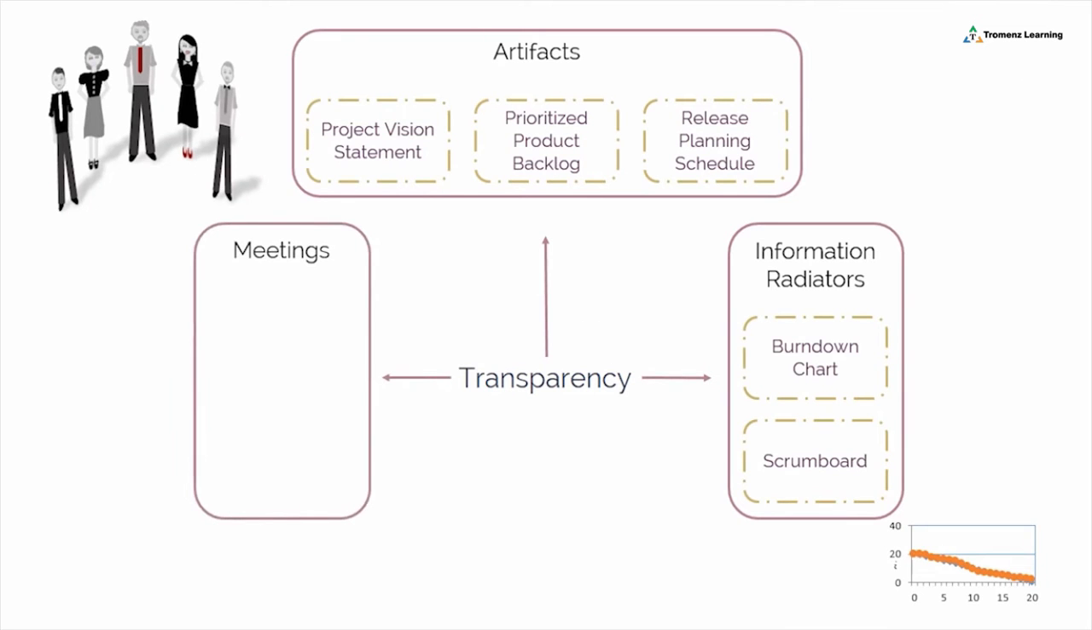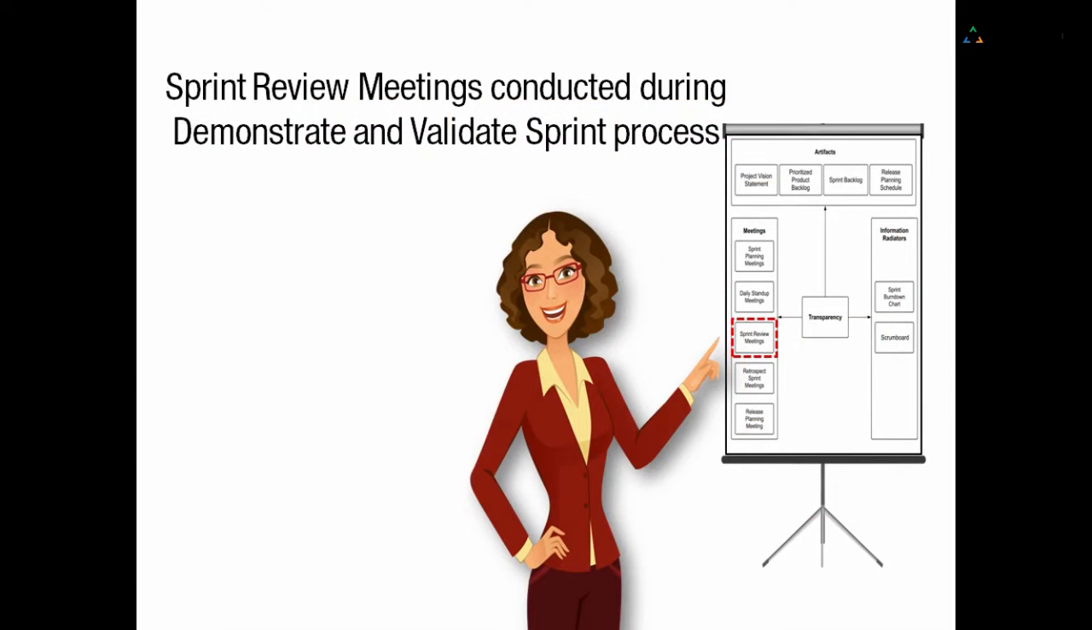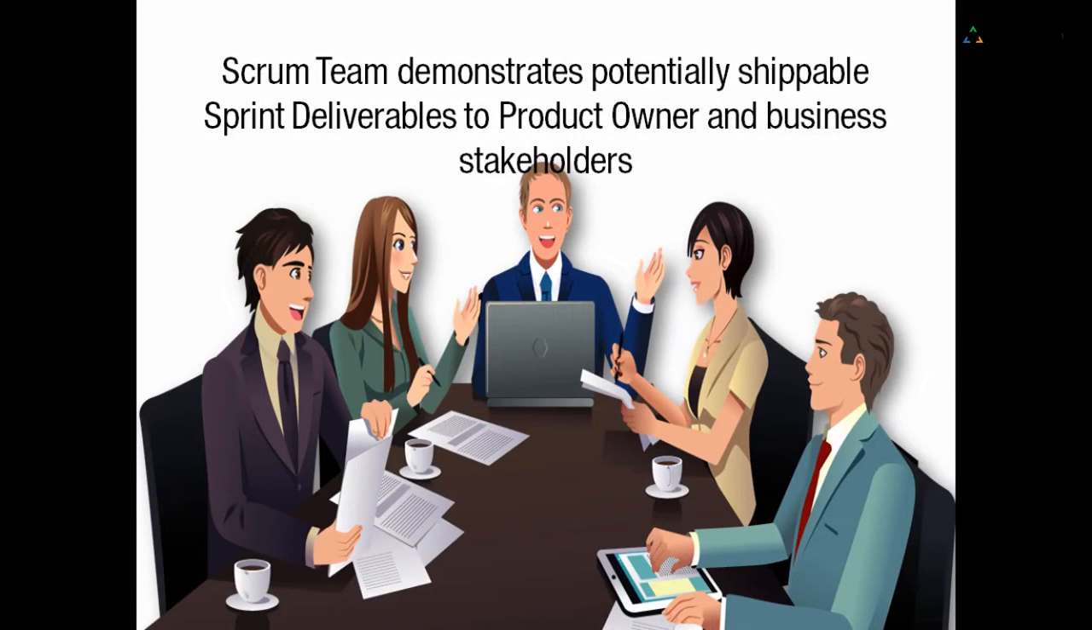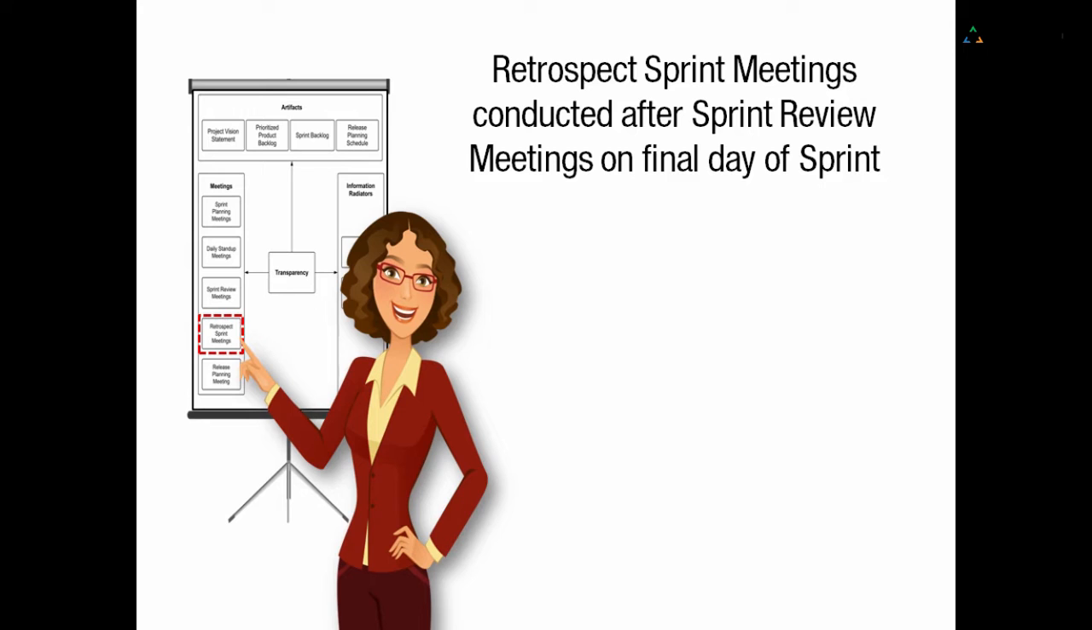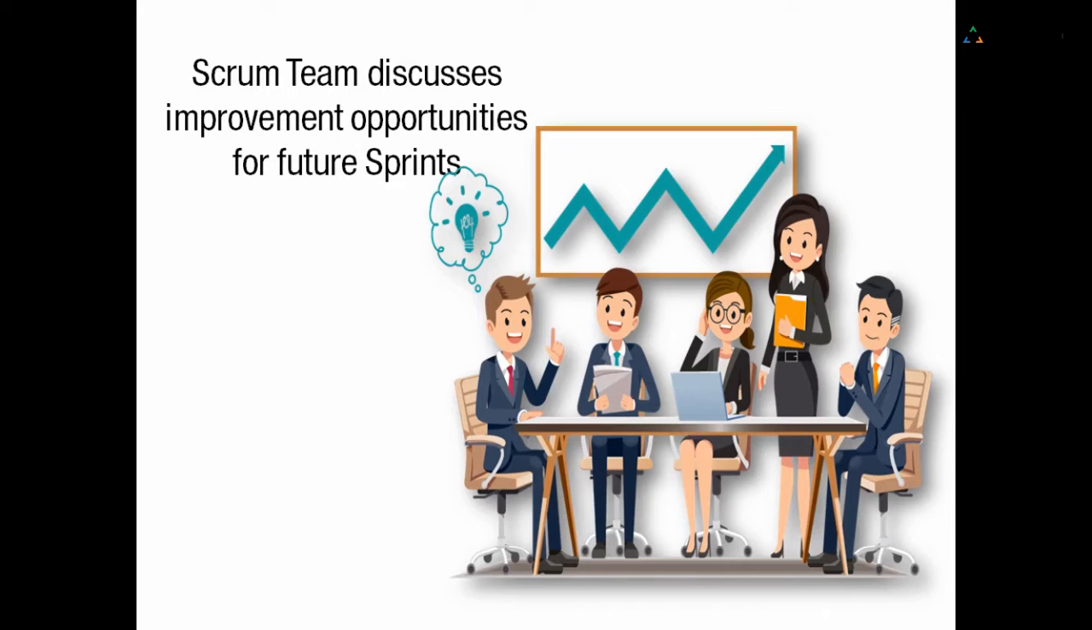And by daily stand-up meetings conducted during the Conduct Daily Stand-Up process, in which all team members report what they've done the previous day, what they plan to do today, and any problems preventing them from completing their tasks in the current sprint. Sprint review meetings conducted during the Demonstrate and Validate Sprint process, in which the Scrum team demonstrates the potentially shippable sprint deliverables to the product owner and business stakeholders. Retrospect sprint meetings conducted after the sprint review meetings on the final day of the sprint, during which the Scrum team discusses improvement opportunities for future sprints.